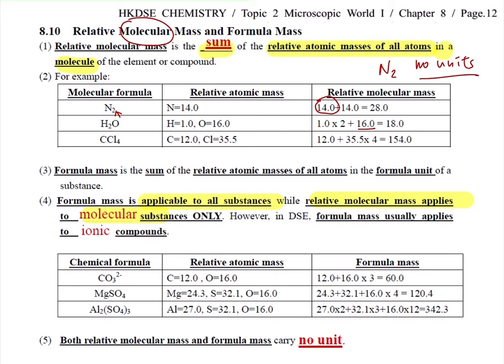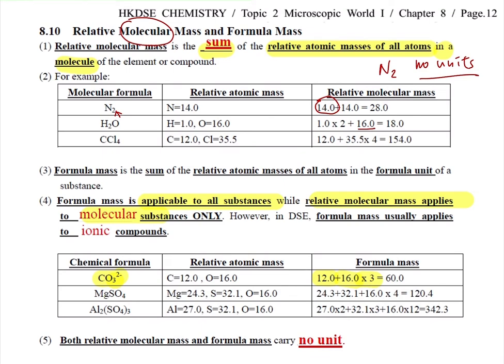For example, for the carbonate ion, CO3 2-, the formula mass should be 12 plus 16 times 3, because there are 3 oxygen here. And remember, the charge of the formula does not affect the formula mass. So you can ignore the charge when you are calculating the formula mass. So it should be 12 plus 16 times 3, and then you can ignore the charge.